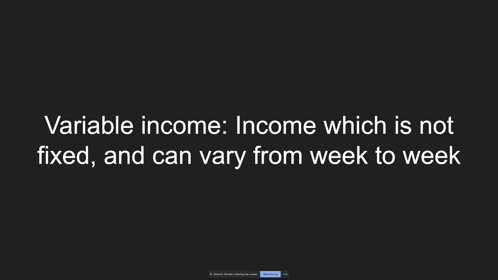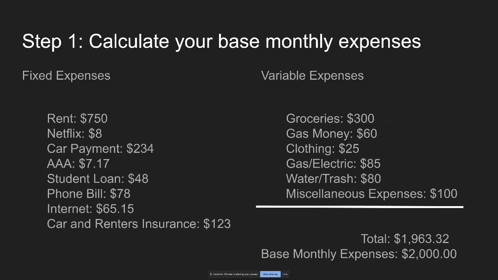A variable income, which is what all of the technicians who work for Alpine Maids have, is income which is not fixed and can vary from week to week. So if you get more hours one week, you're going to get paid more. If you get fewer hours the next week, you'll get paid less. So that's what it means to be on a variable income structure.